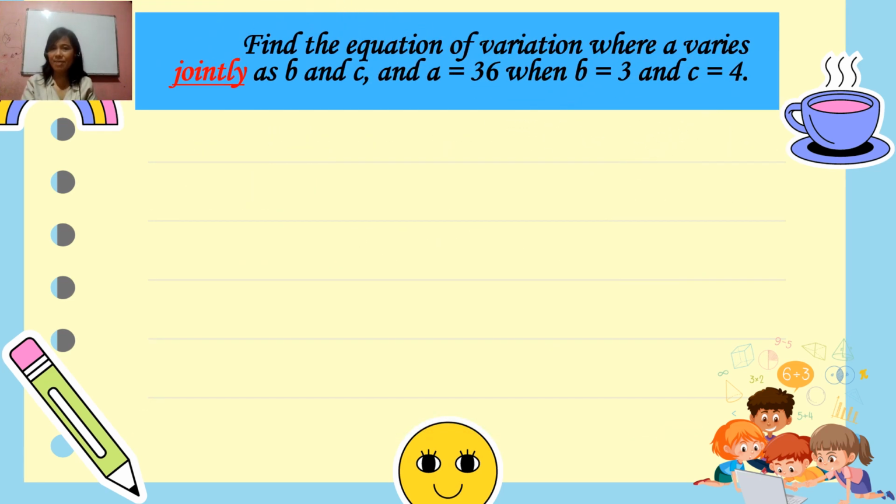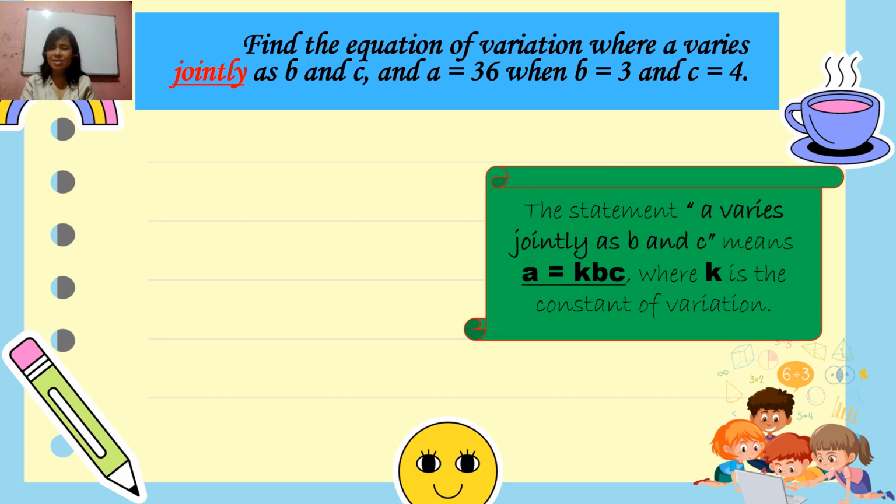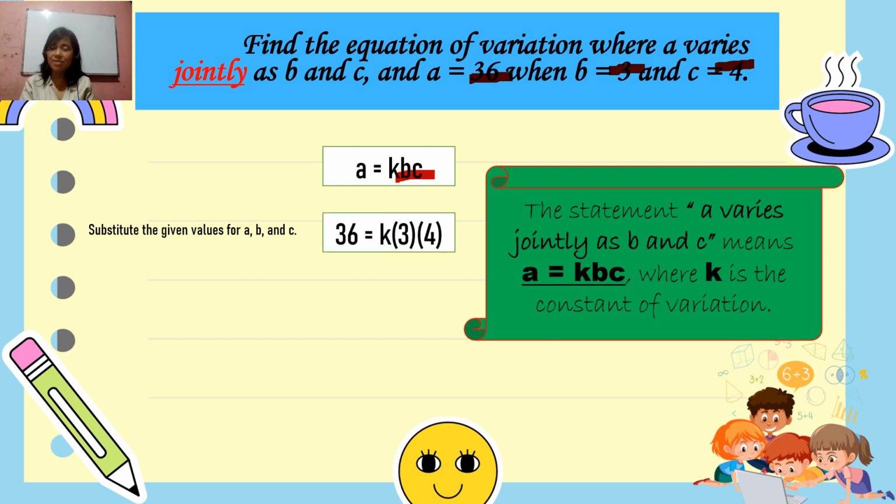Going back to this problem, how do we do this? From the statement that we have, we can write the equation as A equals KBC. That is, A varies jointly as B and C. Alright, so first, of course, is to find out the value of K. So substitute A, B, and C from the given. You have A is 36, B is 3, and C is 4. We will substitute these into the mathematical statement that we have.